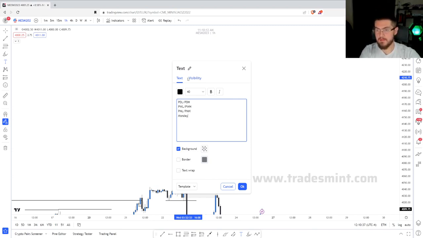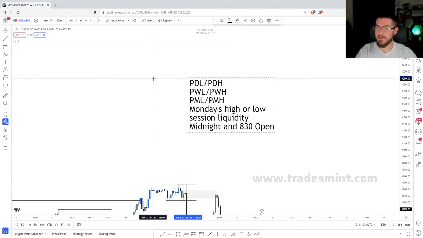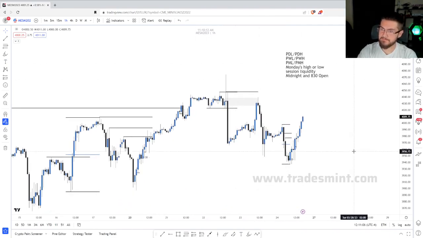Monday's high or low, and then also we're going to be looking at session liquidity. And then also, these aren't really areas of liquidity, but I mean, they can be, but they're more just time and price levels, is the midnight and 8:30 open. So that's the first thing I always look for to kind of assist me in bias and determine where I'm going to be looking for trades, like what direction.